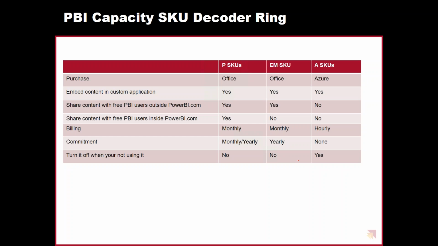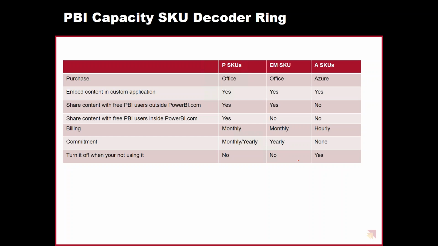Okay, can you share content with free users outside of PowerBI.com? And note that for both P and EM SKUs, the answer is yes. However, when it comes time to share content with free users inside of PowerBI.com, mainly that means that you're using the app model and you've published apps and you want free users to be able to access those. So you're going to need a P SKU, not an EM SKU for that.